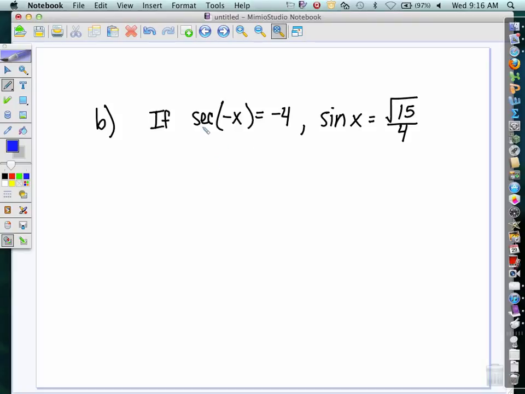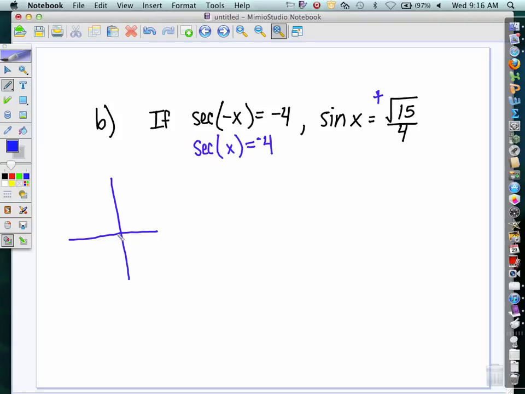Here's something that we know. If secant of a negative angle is equal to negative 4, we also know that secant of the positive angle is also negative 4. It doesn't change. There's an identity that says secant of negative x equals secant of positive x. It's because of the x value. The x value doesn't change where that angle is located. All right, so we know that sine is positive here, and secant or cosine would be negative. So that occurs in quadrant 2.